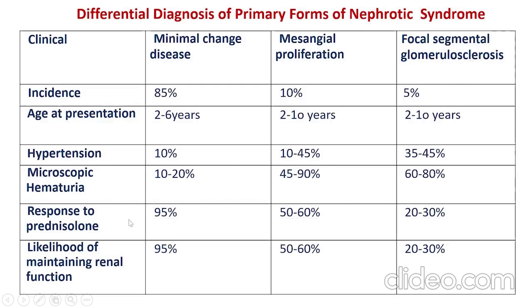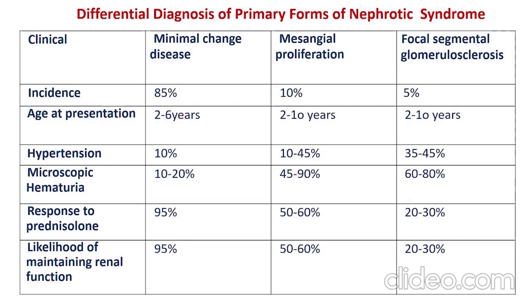Response to prednisolone. This is also an important marker of favorable prognosis. Prednisolone is the main drug for treatment, and some patients may give a good response and recovery, whereas other patients do not respond. So frequency of response to prednisolone in minimal change disease is 95%. Most patients have a good prognosis here. In case of mesangial glomerulonephritis, 60% give response, and focal segmental glomerulosclerosis gives a bad response, maximum 30%.